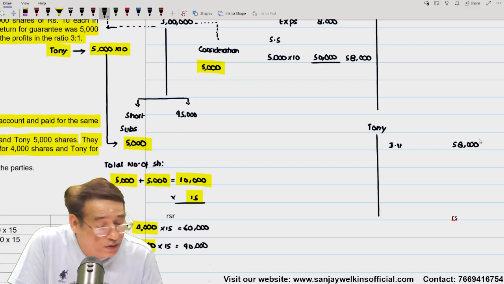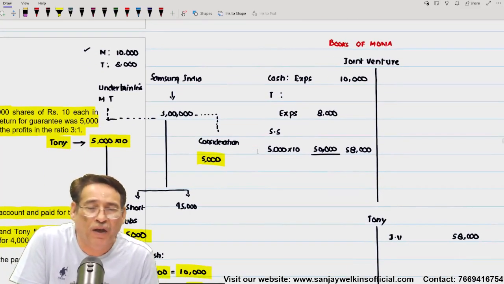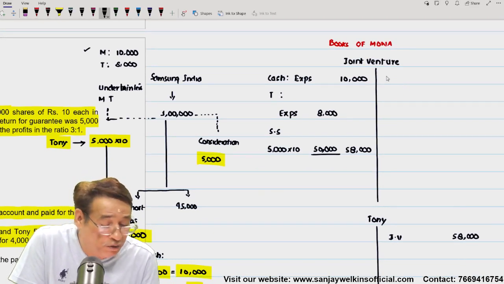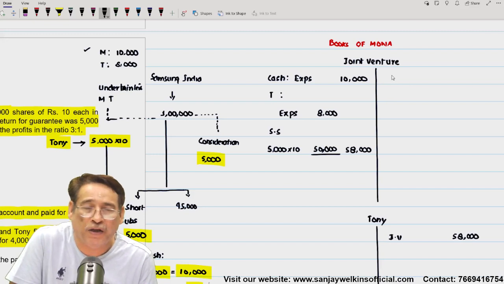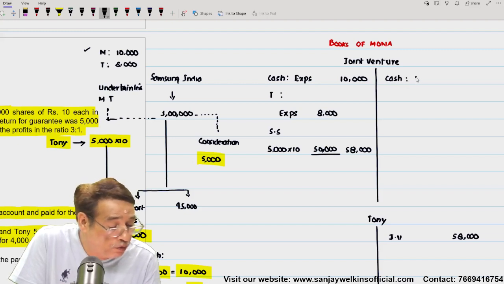Now, all we have to do is to see how many shares we have and for what amount we have disposed of them. As we have seen, actually, we disposed of them at the rate of 15, but sale proceeds of 4,000 shares have been received by Mona. So Mona will write the entry: cash account debit to joint venture account. 4,000 shares at the rate of 15, 60,000 rupees will be received by Mona.